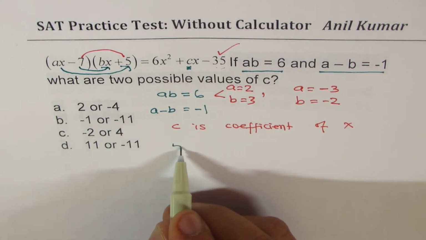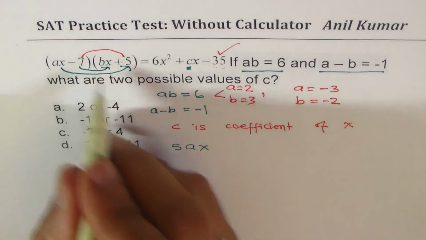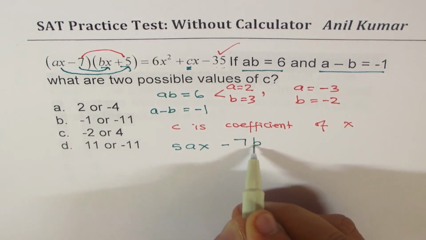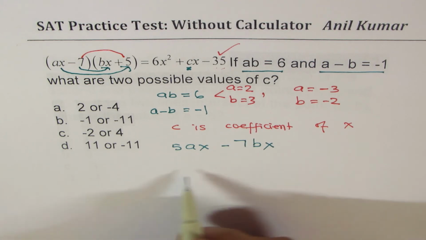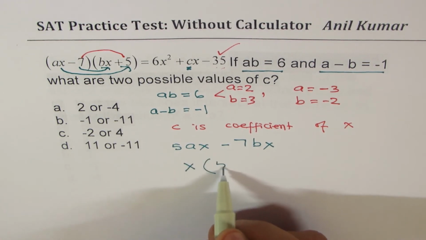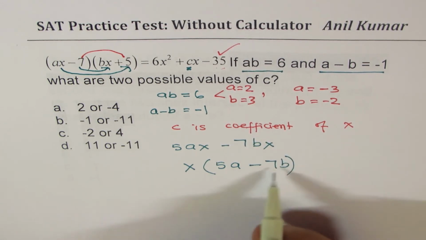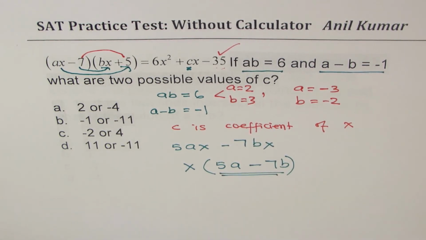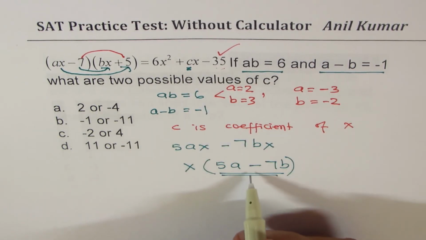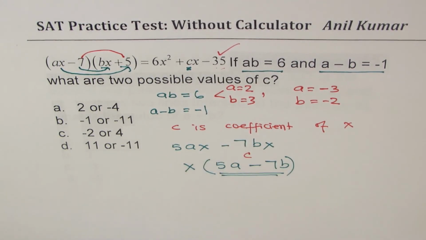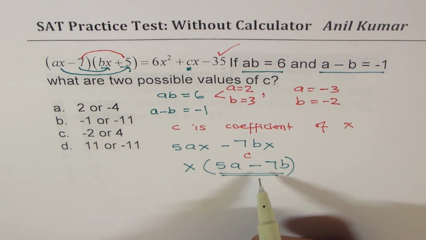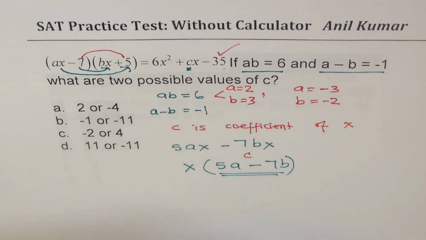So you get 5AX minus 7BX. So if I take X common, I get 5A minus 7B. C is this place. C is this. Do you get my idea? CX. So this is all C. So let's find two values now for these two options. Do you get the idea?